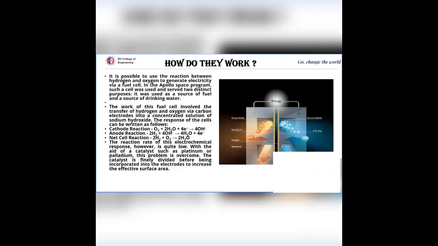Now, the reaction rate of this electrochemical reaction, however, is quite low. With the aid of catalysts such as platinum or palladium, this problem is overcome. The catalyst is finely divided before being incorporated into the electrode to increase the effective surface area. Now over to my friend Harsh.